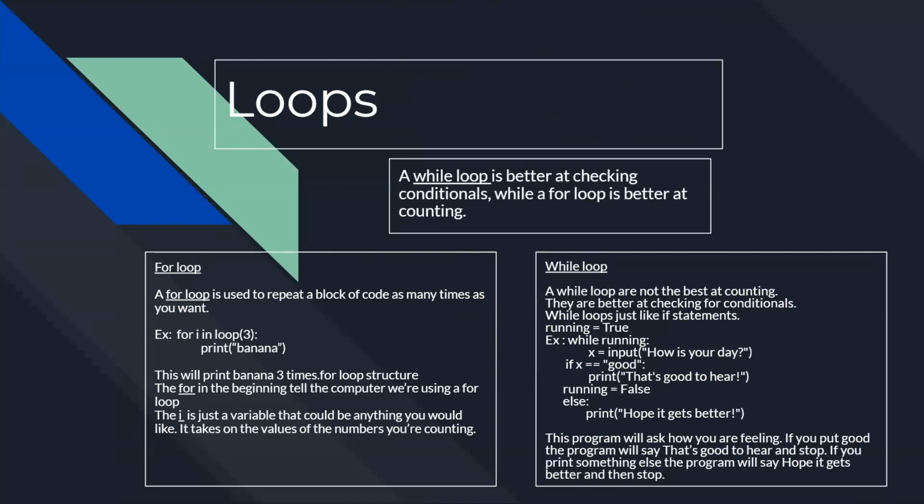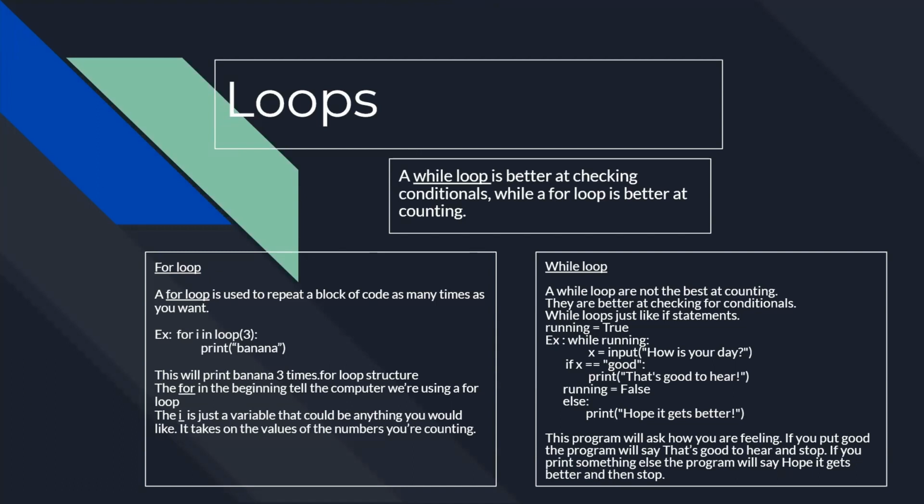Loops. A while loop is better at checking conditionals, a for loop is better at counting. A for loop is used to repeat a block of code as many times as you want. Example: for i in range 3, print banana. This will print banana 3 times.